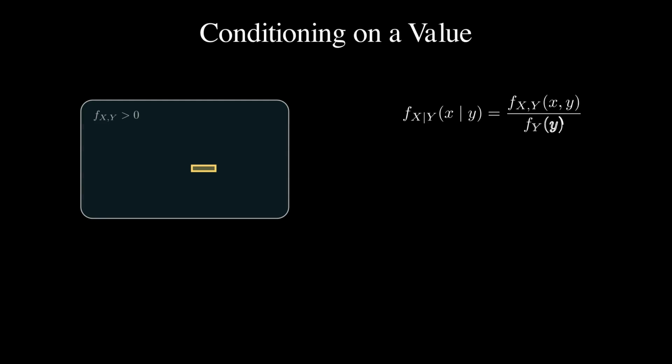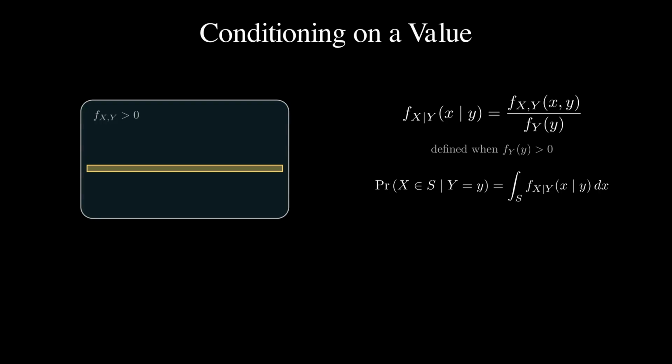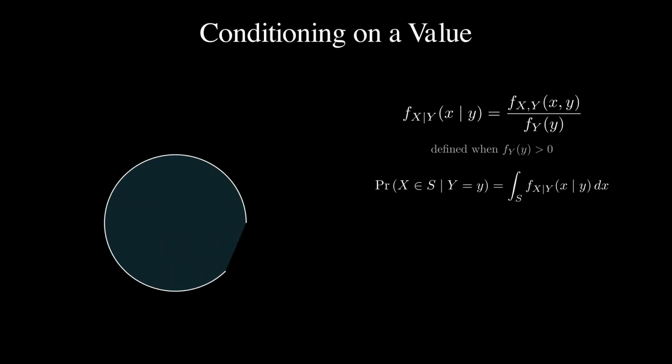The conditional density of X given Y equals y is the joint density along the slice divided by the marginal of Y at y, defined wherever that marginal is positive. Integrated over a set, and you have the conditional probability that X lands there. Picture it on last video's surface. Cut across the support at height y, and the profile of the cut, renormalized to area 1, is the conditional density.